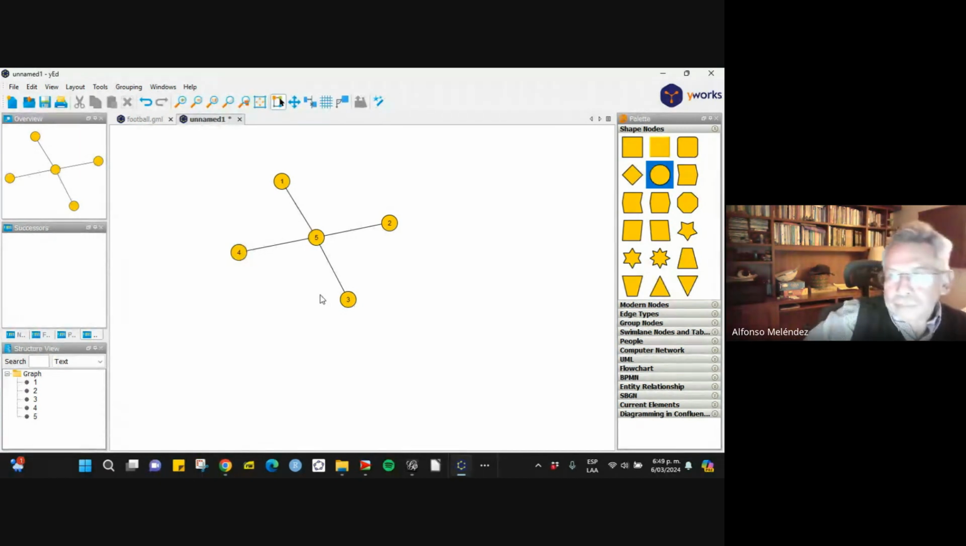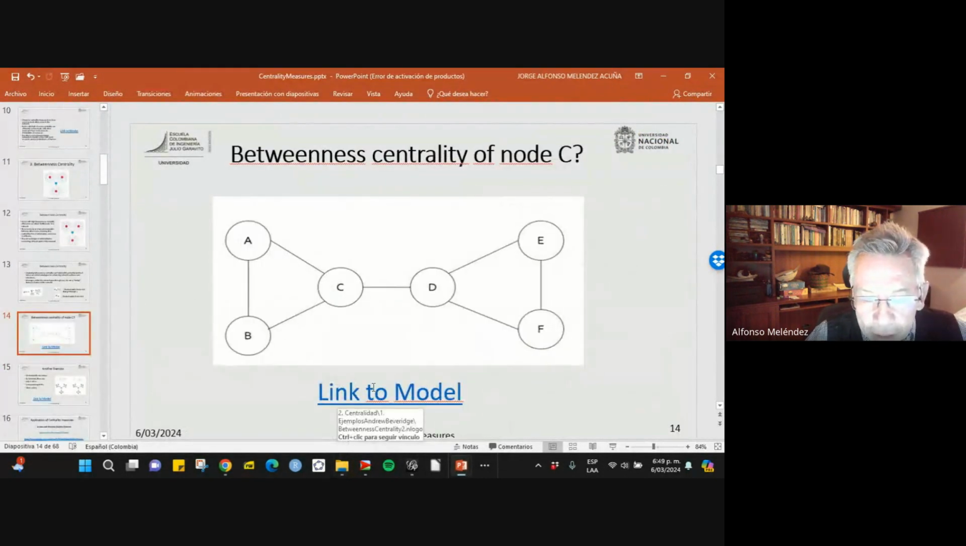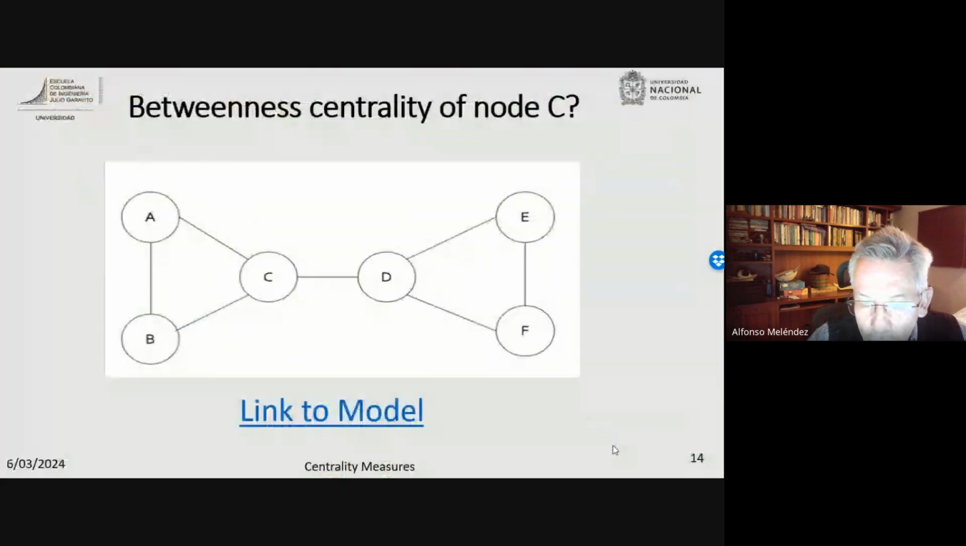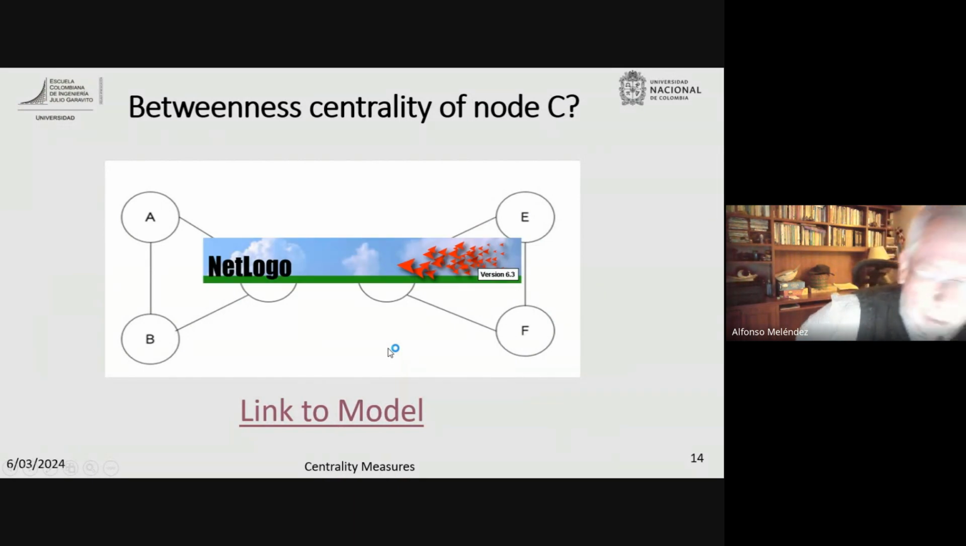Okay. Let me go to a model here, another model that I have in NetLogo.